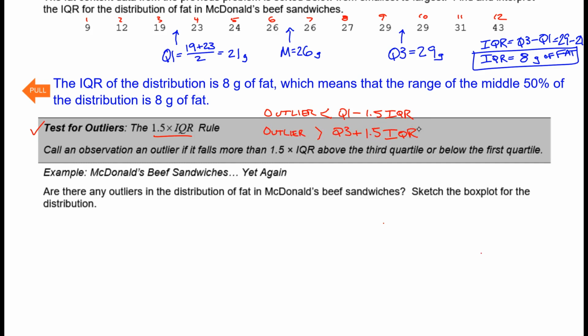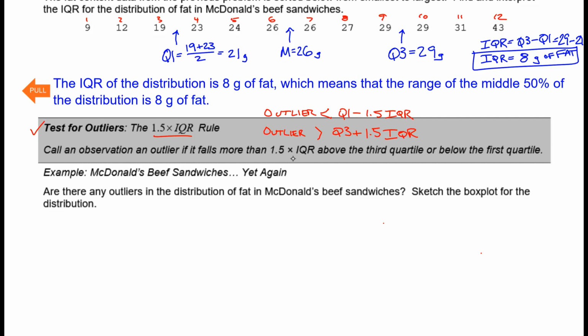Okay, so we're going to find out what the value for Q1 minus 1.5 times IQR is, and if we have observations that are less than that, we're going to call them outliers. They're outliers on the left side of the distribution. We're also going to take Q3 and add 1.5 times IQR. If we have any observations that are greater than that, we're going to call them an outlier, and those would be outliers on the right-hand side of the distribution.